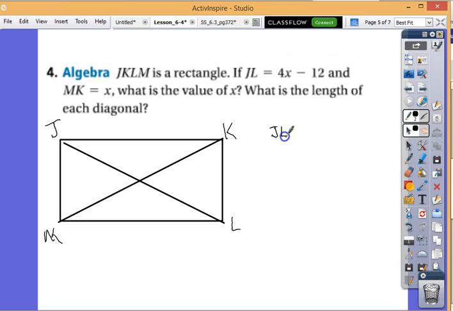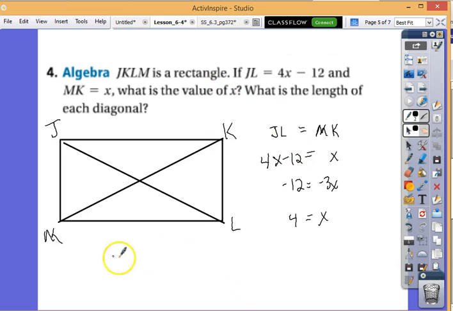And the diagonals are JL and MK, right? So if they're congruent, they're equal. JL and MK. So they're equal, right? Yeah. So can I substitute 4x minus 12 and x? And then solve by subtracting 4x from each side, and then dividing by -3. Well, I can definitely find the value of x.